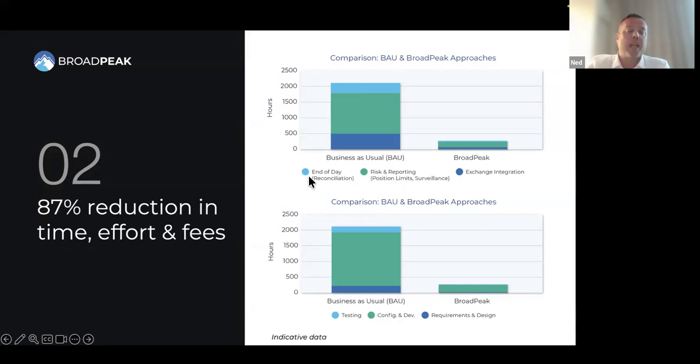And on the bottom is that same project, but divided up by how long each different element takes: requirements gathering and design, development and config, UAT, and go live. Obviously, you can see there's a huge difference. We found we can reduce your time by 87%, the number of hours, if you're using off-the-shelf connectivity versus building it yourself. I think that makes sense. It's the difference between building a house or buying a house.